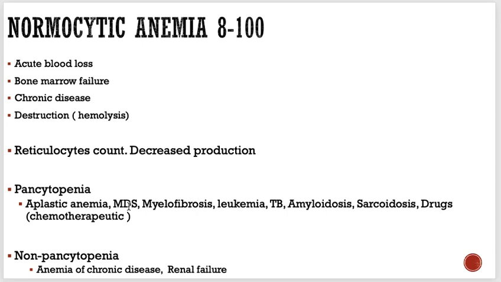So that's all about the normocytic, pancytopenic and non-pancytopenic types of anemias, and that's the last topic we had to cover for anemias. The next topic we will start with will be hematology, the clotting abnormalities. Okay, thank you so much.